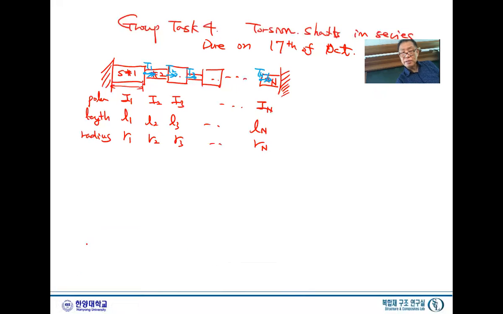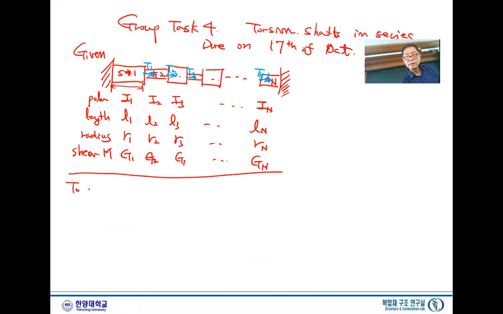Yes, there is one missing piece of information, the shear modulus. Shear modulus G1 and G2 and G3 and so on, and you have a Gn. Okay, so these I will call the given conditions.